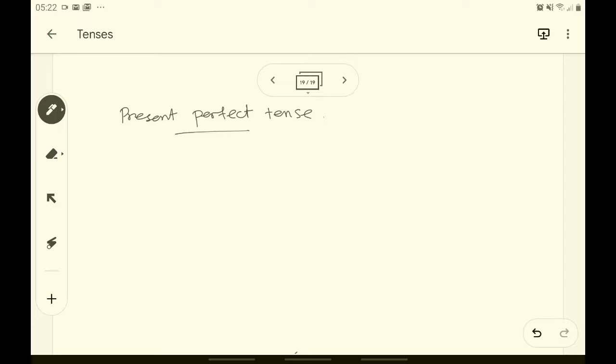So for perfect tense, just bear in mind, whatever you have done, well, you did it, but the action can still be felt. You can still feel the effect. Okay, let me just write it down for you.